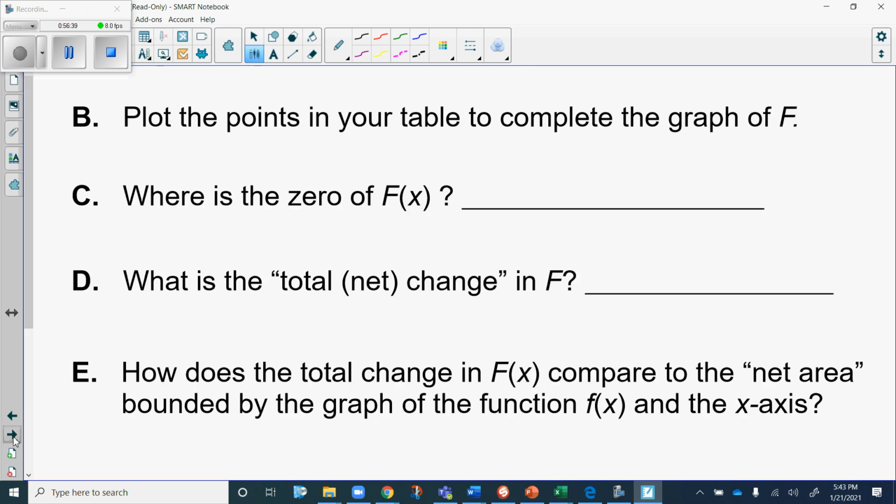So we plotted our points. Where is the 0 of the antiderivative? Well, that was at the origin, at (0, 0). That's the only place it touches the x-axis. What is the total net change? Here, the total net change would be f of 5 minus f of 0, which with those values would be 2 minus 0, which is 2.